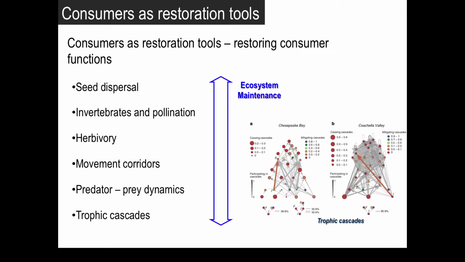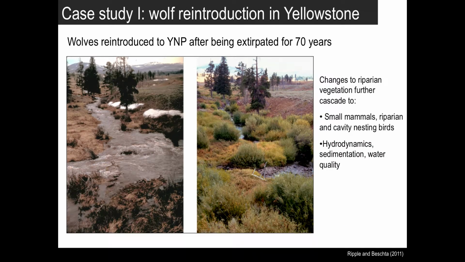So a lot of restoration may be focused on first identifying corridors and then restoring lands within those corridors, managing predator-prey dynamics, and trophic cascades. So an example of managing trophic cascades, one of the best examples really is the wolf reintroduction in Yellowstone. So wolves were reintroduced to Yellowstone National Park after being extirpated for 70 years.